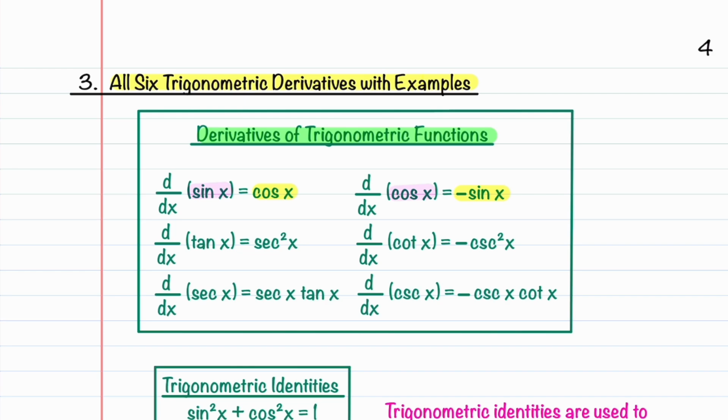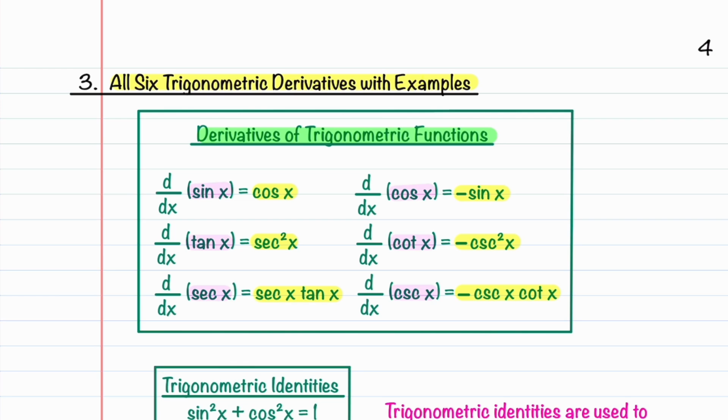Let's now look at the derivative of tangent x. It is equal to sec²x, and then the derivative of cotangent x is equal to minus cosec²x. Those two derivatives are really similar in structure, and you just have to remember that the derivative of tangent is positive and the derivative of cotangent is negative. Let's go over our last one. It is the derivative of secant x, and it is secant x tangent x.